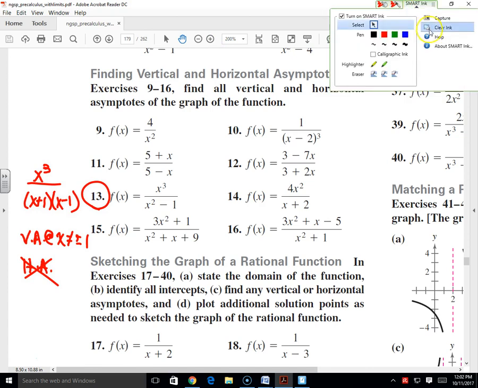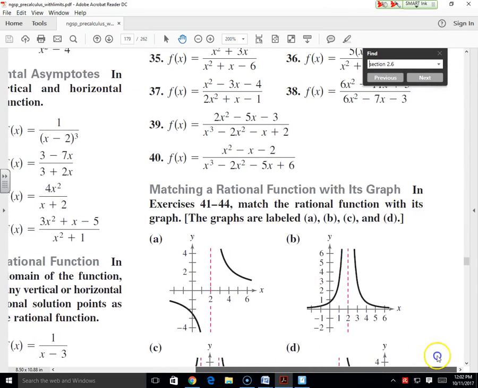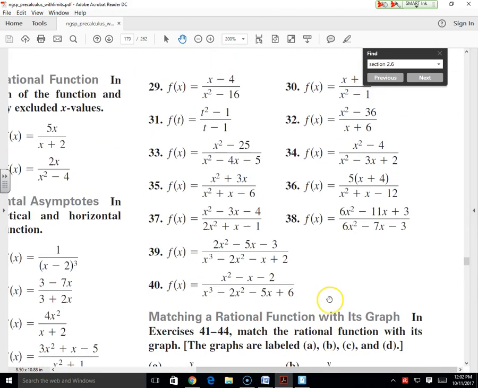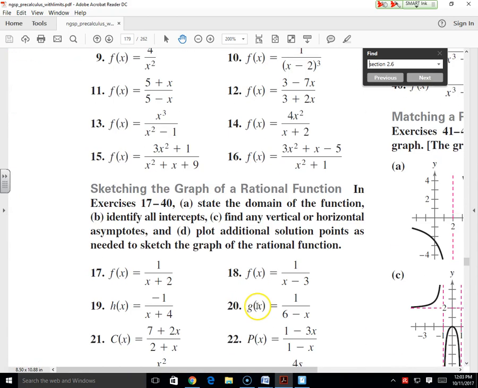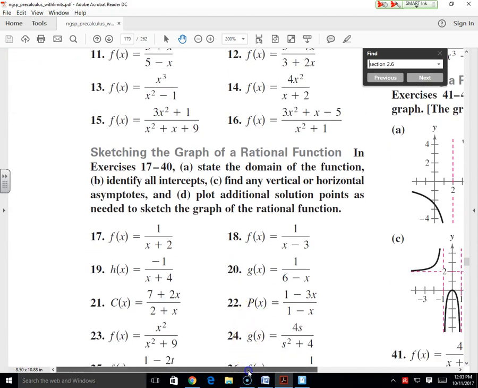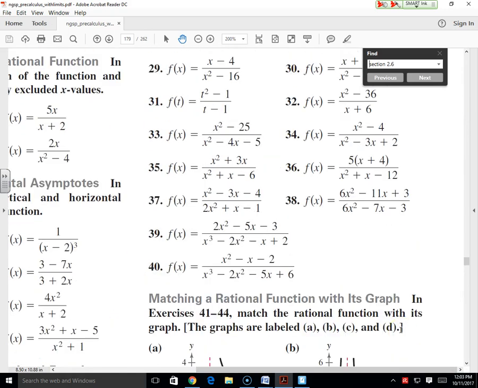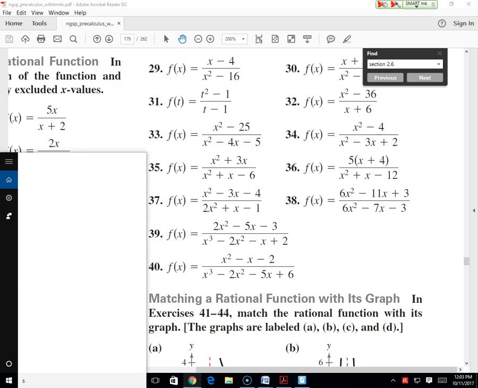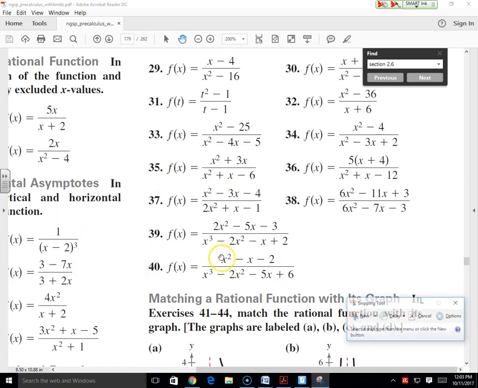Number 33. Ooh, what were the directions on that one, Kelvin? Sketch? Ooh, everything, huh? Okay, let me go ahead and take number 33 then. That's actually a really good example. I'm going to take a picture of it and move it into the notes.